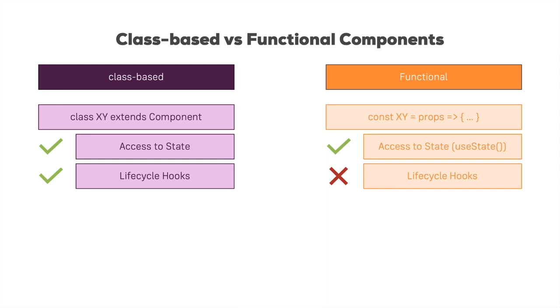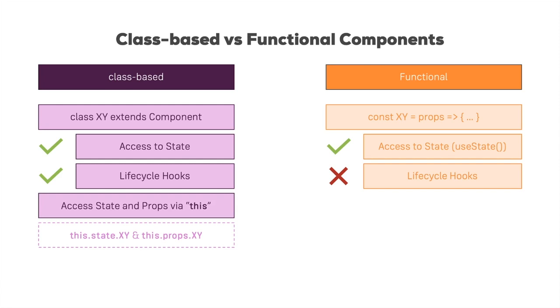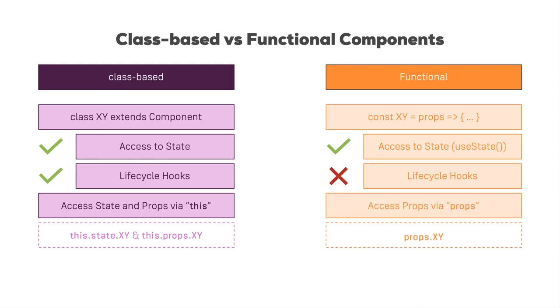Now, regarding the way we access state and also props, it's important to know that in class-based components you need the this keyword, because state and props are properties of the component class, and we haven't used this.props yet. We'll do so in this video still, but just keep that in mind. You need the this keyword there. In functional components, you get props as an argument, and therefore you can just use it like a normal variable in your function.